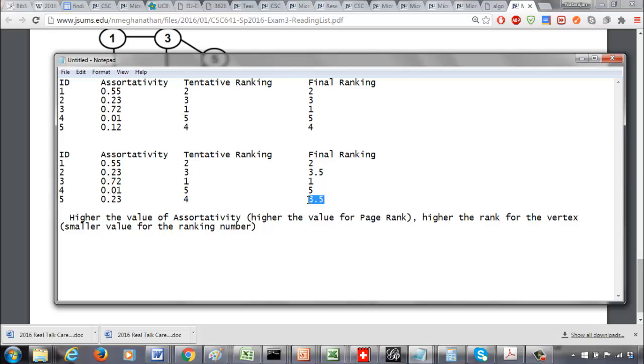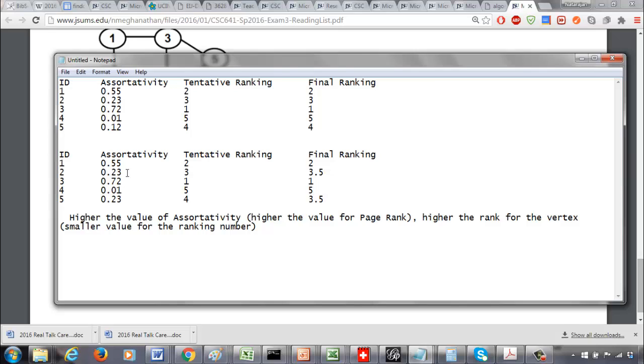Okay, so if you have 3 vertices with the same value for the metric, we have to take the average of those 3 values. Okay, so here there are only 2 vertices with the same assortativity value, so we'll take the average of 3 and 4, which will be 3 plus 4 divided by 2, that is 3.5. And then vertex 4 has a tentative ranking of 5, so that's the only vertex with the assortativity value of 0.01, so that will be final ranking of 5. Okay.